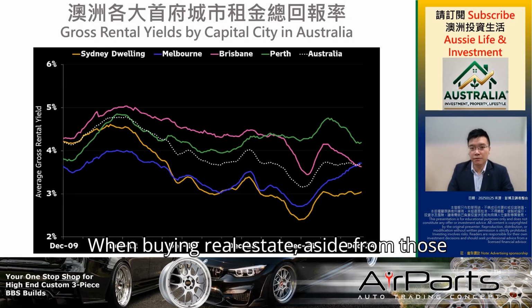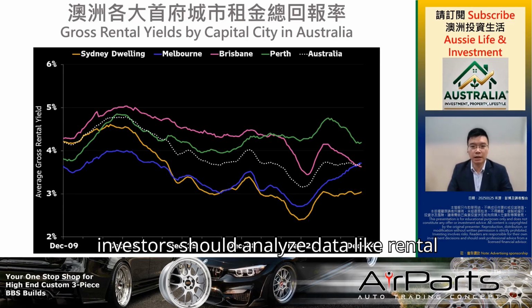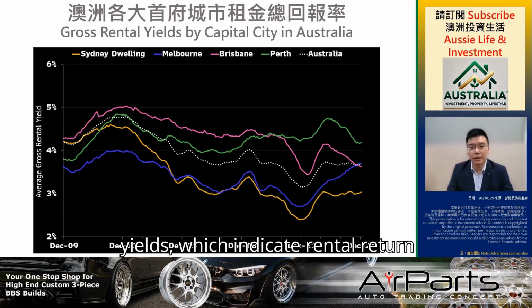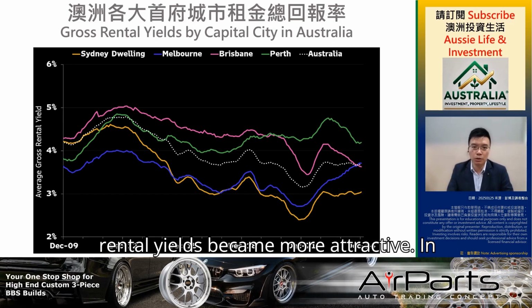When buying real estate, aside from those looking to live in the property who focus on livability and price appreciation, investors should analyze data like rental yields, which indicate rental return rates. Overall, rental yields have improved since 2022. For instance, in Melbourne, after property prices dropped, rental yields became more attractive. In major cities, yields hover around 3% to 5%, serving as a reference.